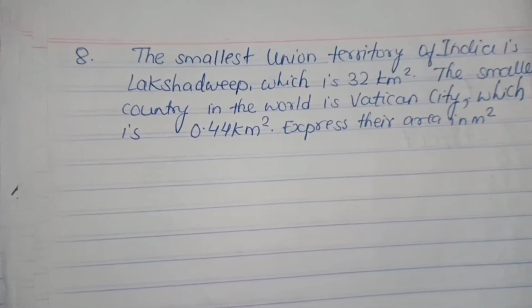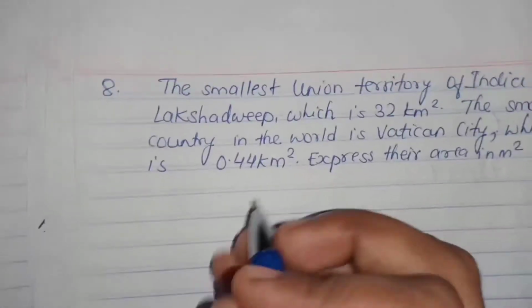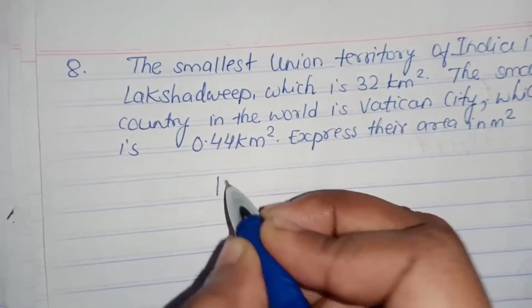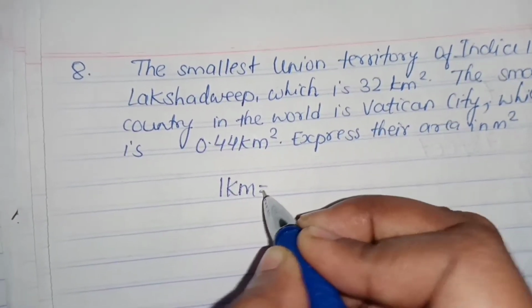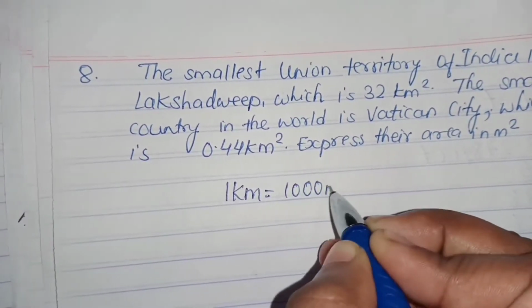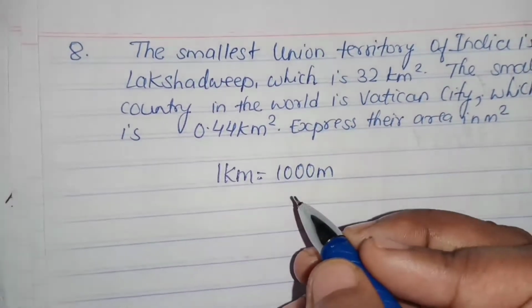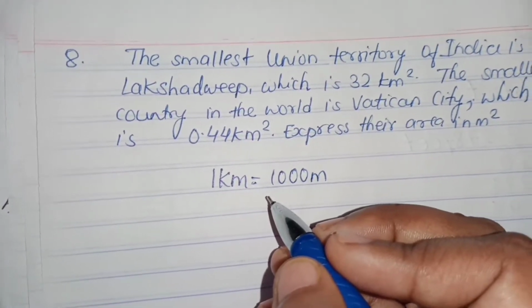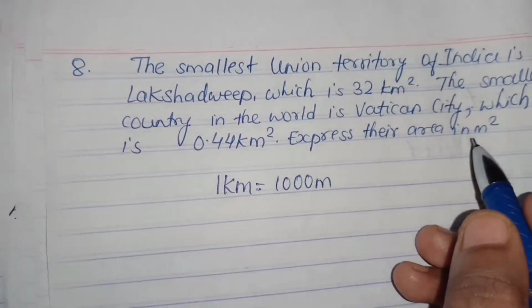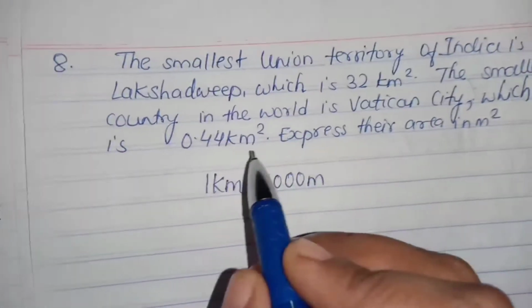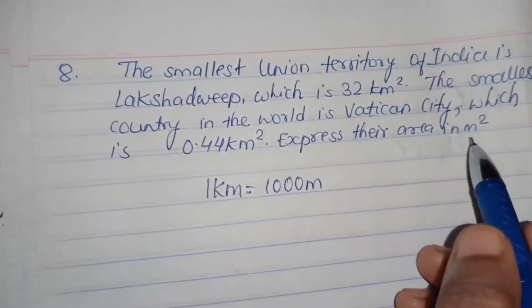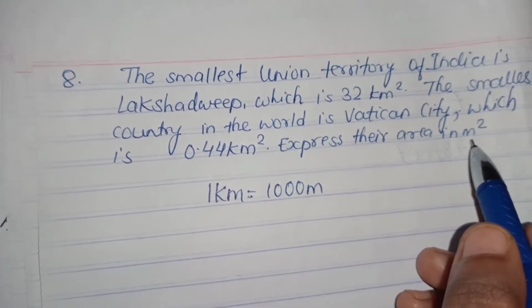Okay, so it is very easy. Now let's learn how to do. We know that 1 kilometer is equals to 1000 meter. Okay, so with the use of this, we will convert this kilometer square to meter square. Okay, area is given in kilometer square. We are going to convert into meter square. That is the SI unit of area.